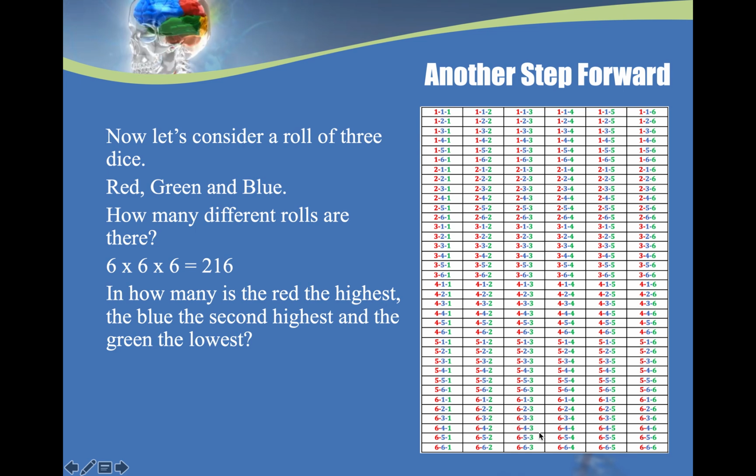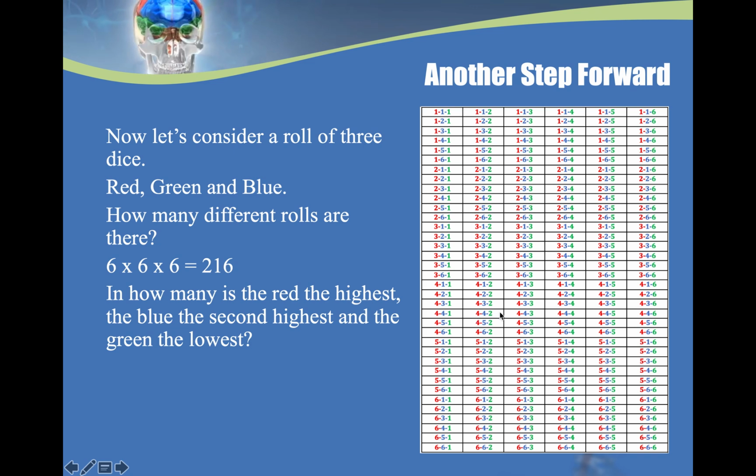Next row up, we have a 6 4 3. 6 4 2, 6 4 1. That's 3 more. Then we have 6 3 2, 6 3 1. Then we have 6 2 1. That's a total of 10. That exhausts all the possibilities when the red die is a 6. Now let's go to the 5. Here's 5 4 3. There's 1. 5 4 2, 5 4 1. That's 3. Then we have 5 3 2, 5 3 1. Then we have 5 2 1. That's 6 more. That's a total of 16.